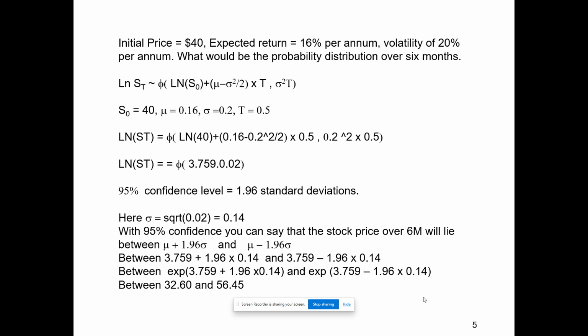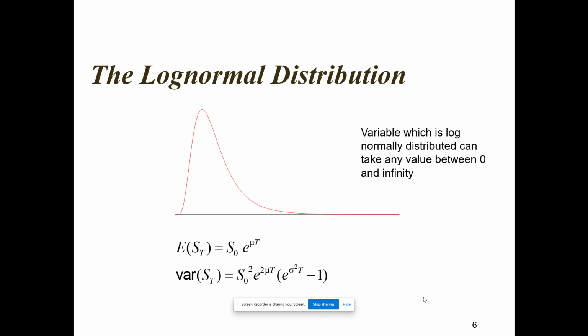Remember, you have to bring it down to the exponential form, because the earlier values are logarithmic values. So you get e raised to the power of mu plus 1.96 times sigma and e raised to the power of mu minus 1.96 times sigma. That gives you the values of 32.6 and 56.45. So what does this mean? It says that with 95% confidence, the price of this asset would range between 32.6 and 56.45.